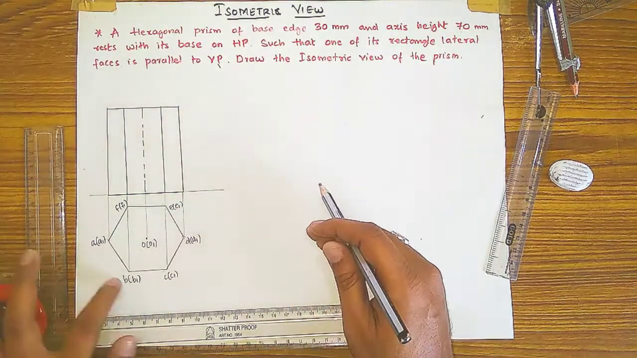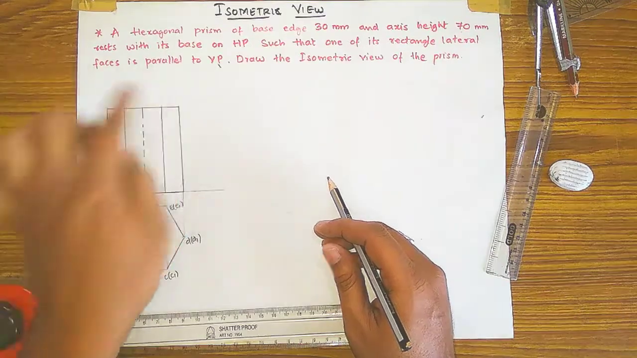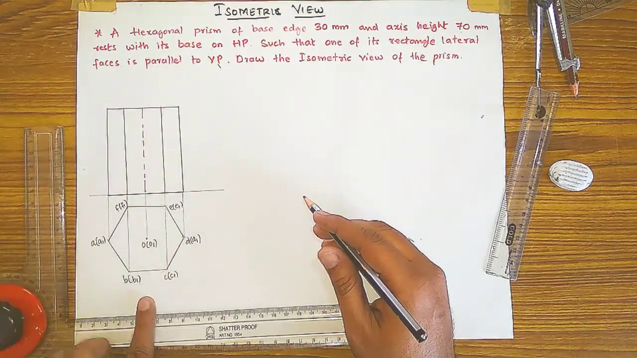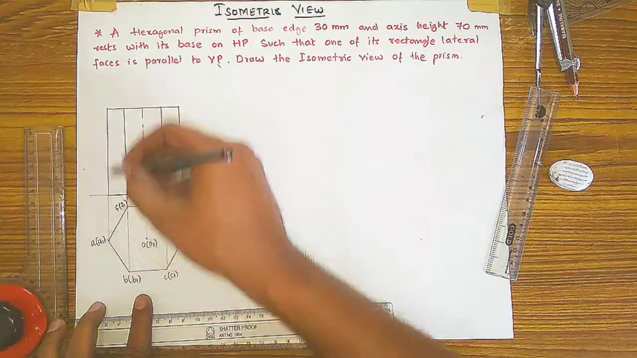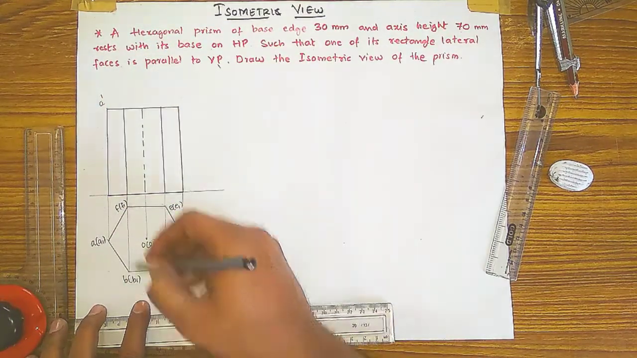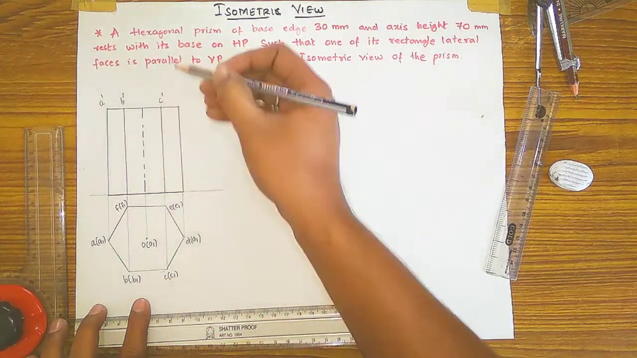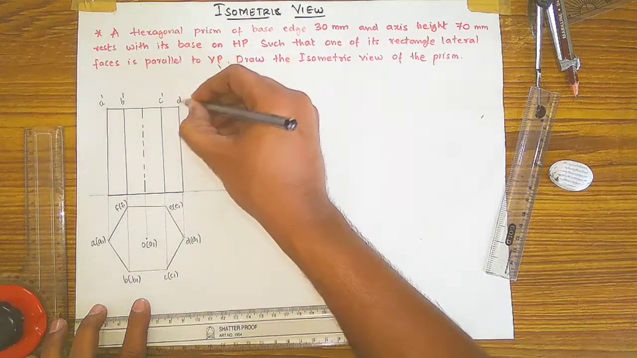So first, for the A, B, C, D, E, F and O, we have to see these points and label it here. For example, if I see this A point, it is visible. So for the visibility, only write A dash. And B is visible, then you have to write it as B dash. And C is also visible, C dash. D is also visible from downwards, D dash.